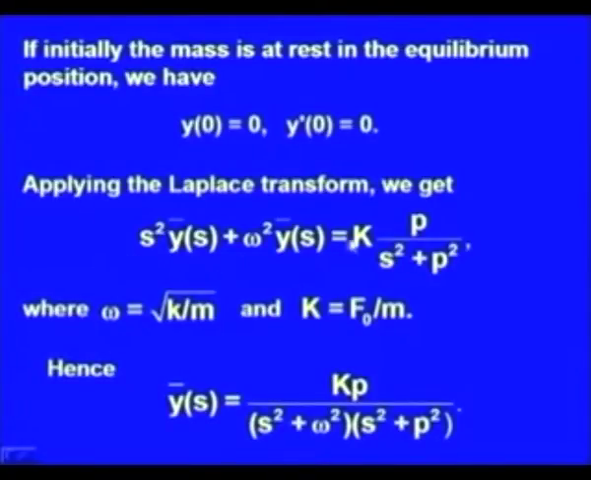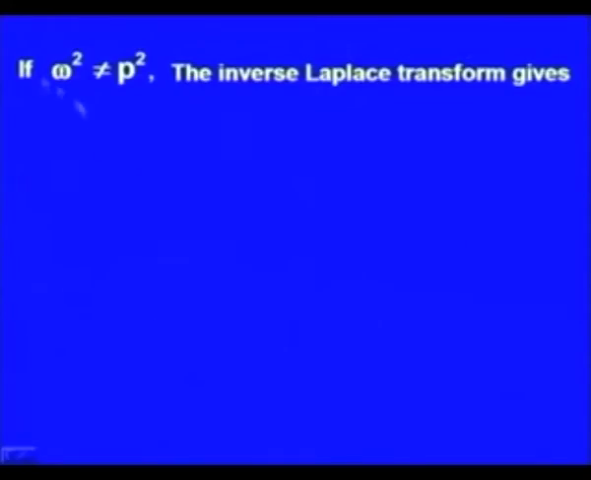So, when we solve this equation for y bar, we will have y bar s equal to K into p over s square plus omega square into s square plus p square. Now, we will break it into partial fractions and then take the inverse Laplace transform in order to find the displacement of the mass m at time t. So, there are two cases.